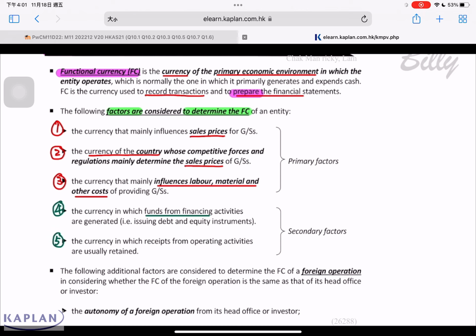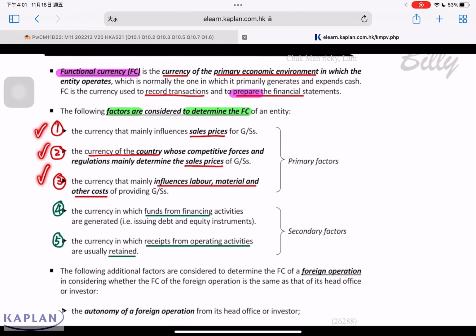Fifth, functional currency is the currency in which the receipts from operating activity are usually retained. For example, when the customer pays you in renminbi, you convert to Hong Kong dollar. When the customer pays you in Australian dollar, you convert to Hong Kong dollar. You want to keep your money in Hong Kong dollar. Why? Because you need the Hong Kong dollar for day-to-day activity. This indicates that the functional currency should be Hong Kong dollar. These are the 5 factors to consider to decide the functional currency of an entity.